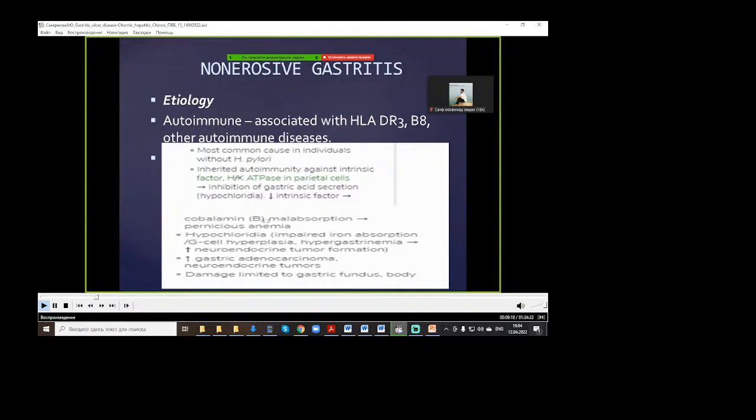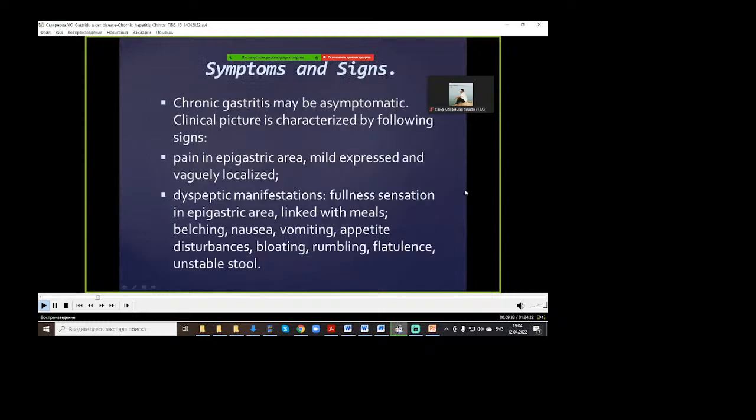As a result, inhibition of gastric acid secretion and deficit of vitamin B12 develop in these patients. Symptoms and signs. Chronic gastritis may be asymptomatic. The clinical picture is characterized by the following signs.